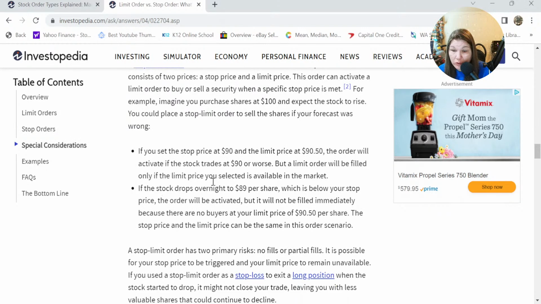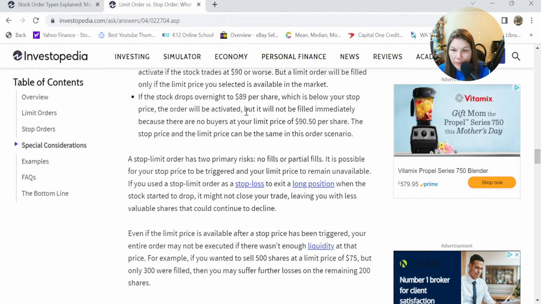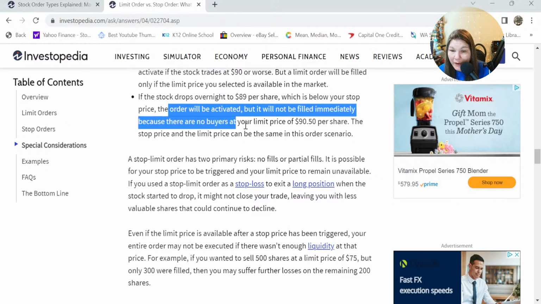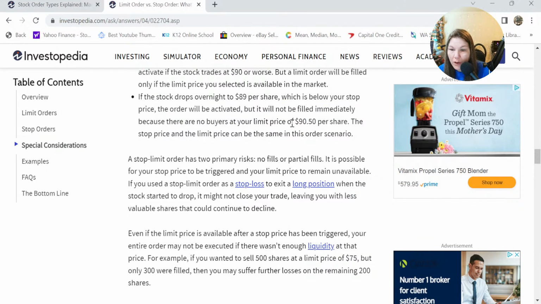If the stock drops overnight to 89 per share, which is below your stop price, the order will be activated, but it will not be filled immediately because there are no buyers at your limit price of $90.50 per share. The stop price and the limit price can be the same in this order scenario. So remember, limit orders might not be filled. If there's nobody to buy or sell what you want at that price, they're not going to be filled. Market orders will be filled. You will pay whatever price is available and you will get the order.